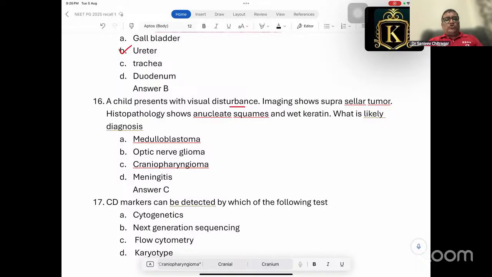Suprasellar can sometimes even be optic nerve glioma, but not classically. Optic nerve glioma will show Rosenthal fibers, and that is nothing but pilocytic astrocytoma. Medulloblastoma will show a small round cell tumor, and it will not be suprasellar in location. Meningitis is definitely not the answer. Meningitis or meningioma, I do not know what was the given option there.